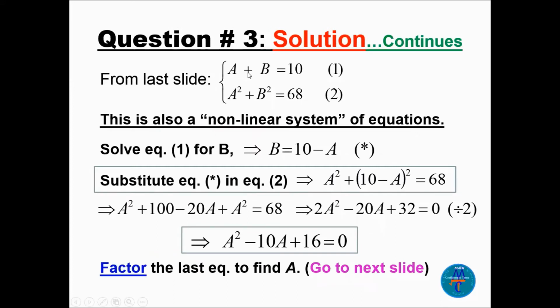A plus B is equal to 10. This is equation 1. A squared plus B squared is equal to 68. This is equation 2. This is also a nonlinear system, but easy to do. Solve the first equation for B. So B will be 10 minus A, so I call it star.